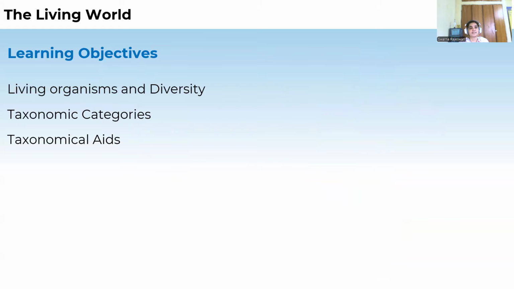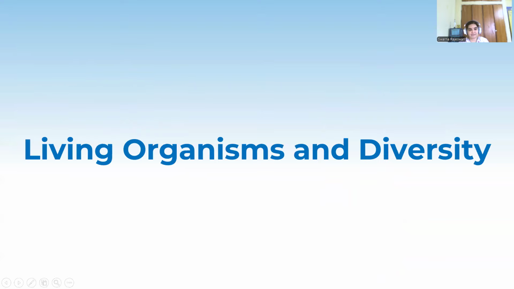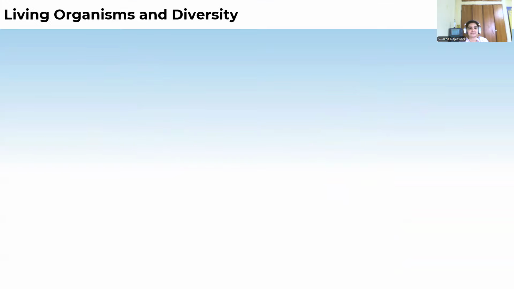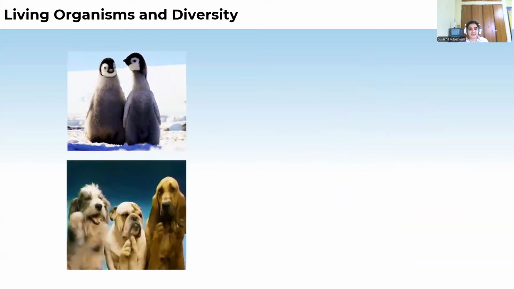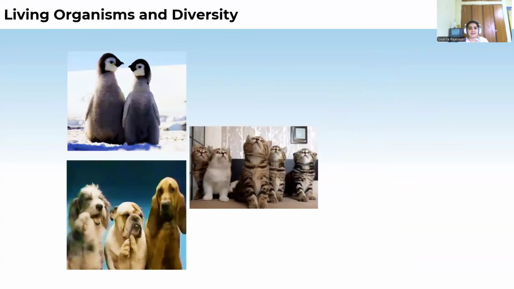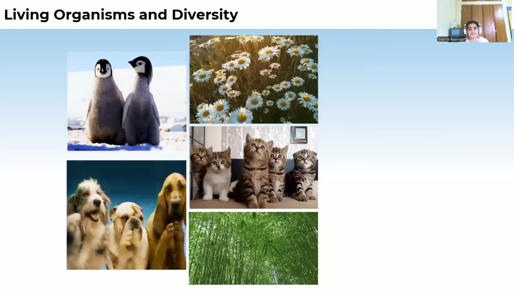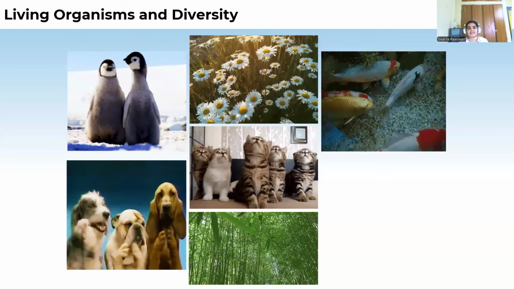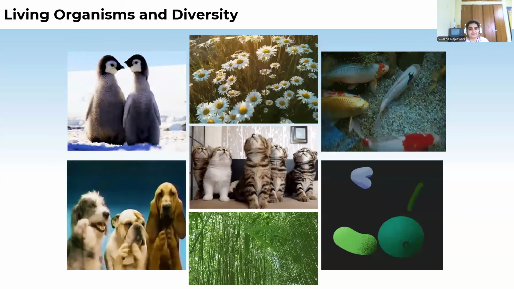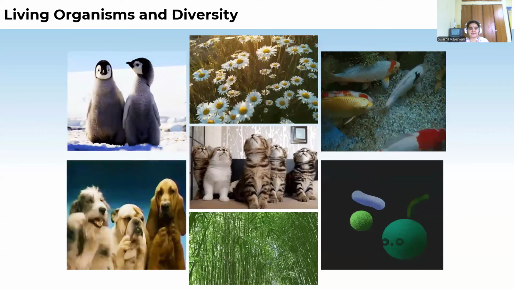So the main learning objectives which we will be discussing are the living organisms, the diversity, and the taxonomic categories as well as taxonomical aids. Coming to our topic, that is living organisms and diversity. As we have discussed, we see different types of organisms, different types of animals, different types of plants, which we see in our day-to-day life.